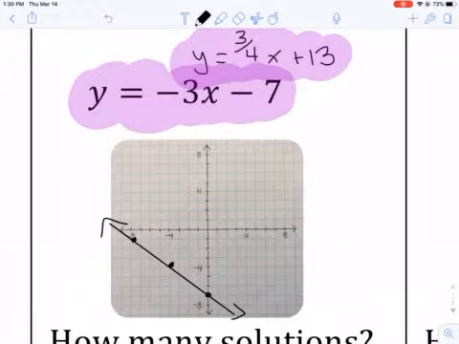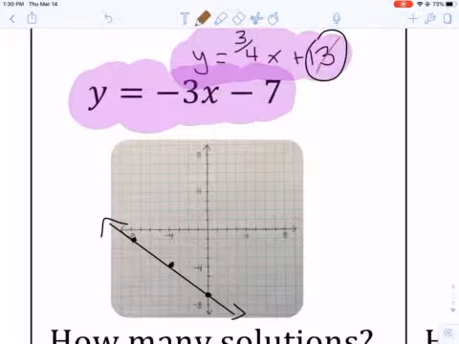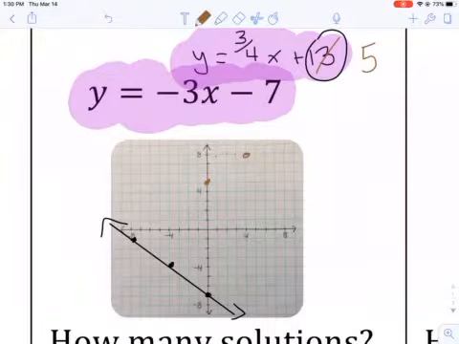Now, for the next line, I'm going to do something a little out of the norm. Since I have 13 here, I can't graph it on what I have. I'm just going to change it and make it something a little bit easier just to demonstrate my point. I'll make this 5. So I can go up 3 over 1, 2, 3, 4, 1, 2, 3, 4, 1, 2, 3.